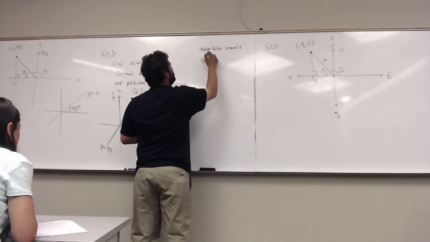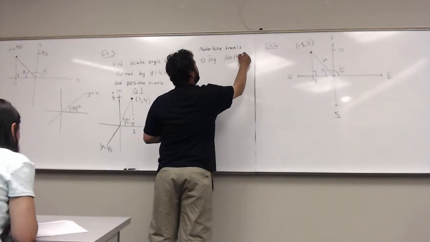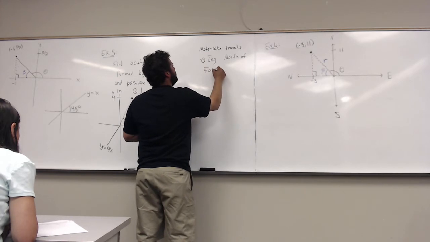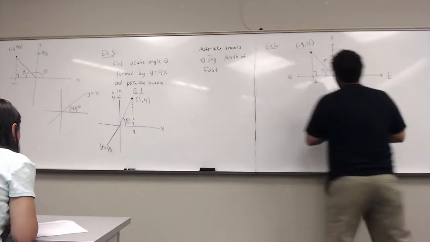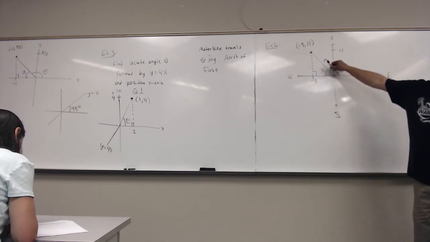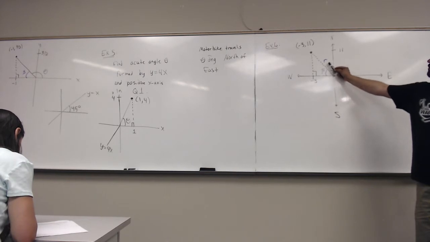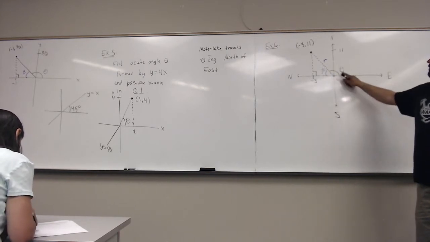theta, we'll do degrees. And one thing I could say is north of east. What that means is you're starting in the east position and rotating in the north direction. So it's starting in the east and rotating towards the north. So that'd be a north of east angle.